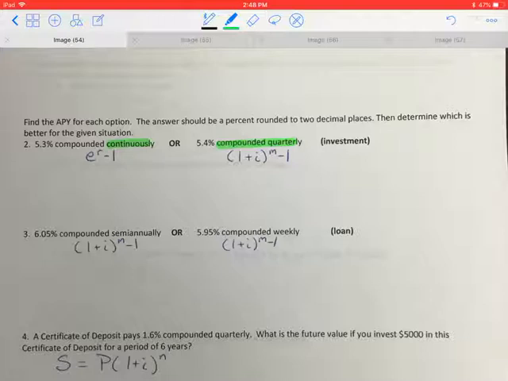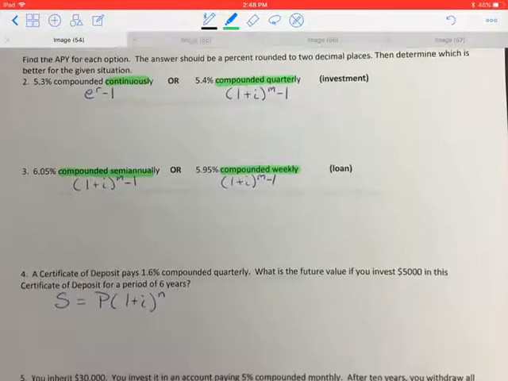On number 3, we're compounding semi-annually and weekly. Neither of those are continuous, so we stick with that same basic formula, 1 plus i to the m minus 1.